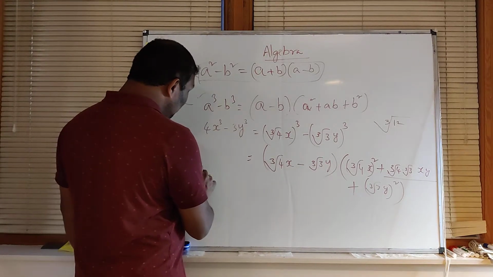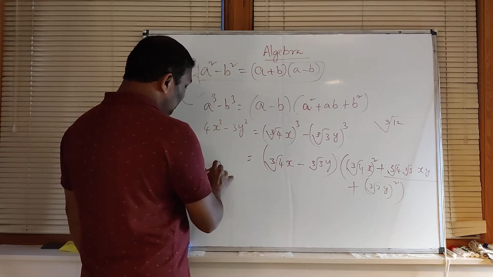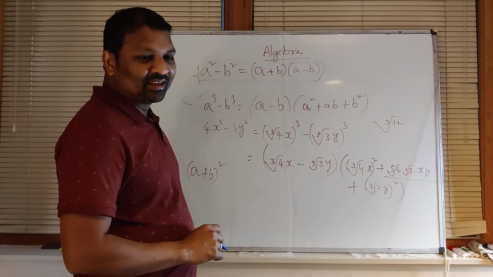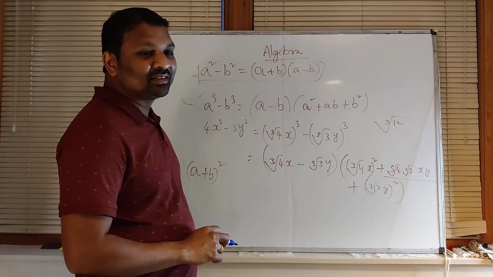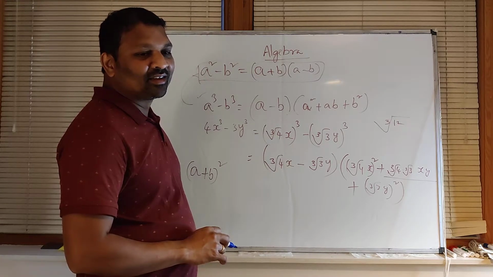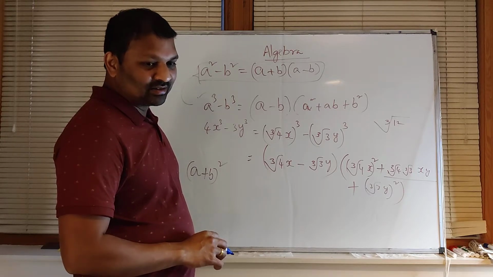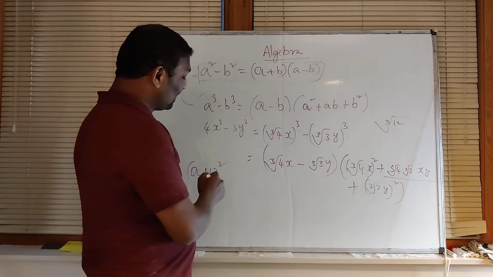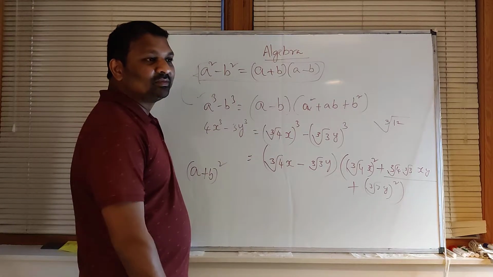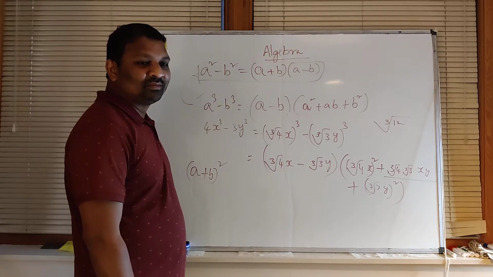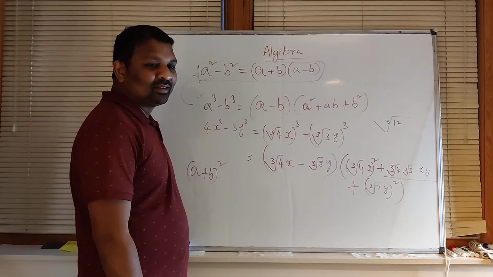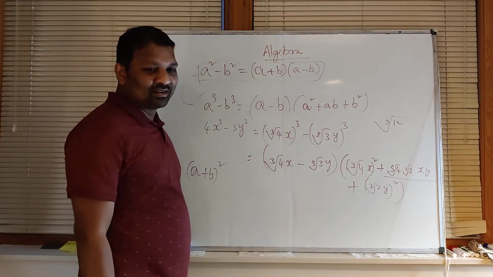What are the factors of a plus b whole square? Good question. A plus b whole square is equal to a square plus 2ab plus b square. Those are not factors. Those are the expansion of that. What are the factors? Do you know? Yeah, I know that a plus b bracket a minus b. Yes, then can we get a square minus b square.